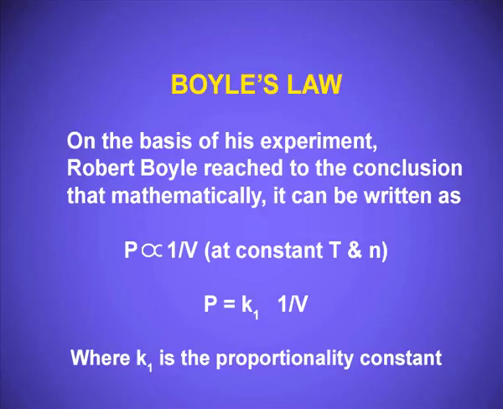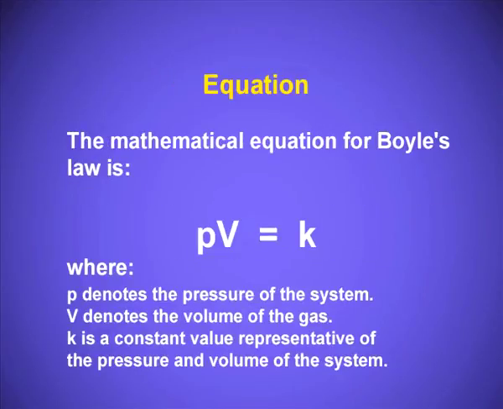K1 here is the proportionality constant. The mathematical equation for Boyle's law is PV = K, where P is pressure, V is volume and K is the proportionality constant.